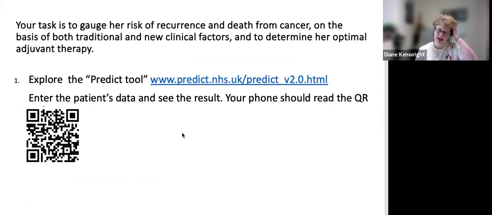Okay, there are tools to help people predict a person's risk of recurrence and death from cancer. So this is where you guys get active. You're going to pause the video and you are going to use a tool in order to see what this patient's prognosis is. So I want you to use your phone now and the QR code, and I want you to go to the predict tool. Just pause the video while you do that.